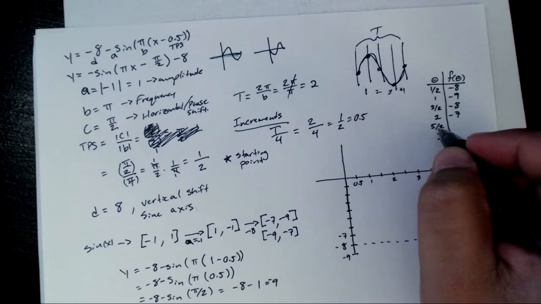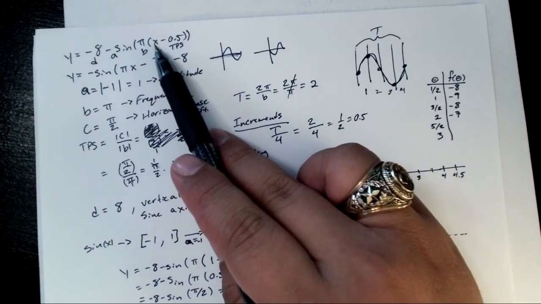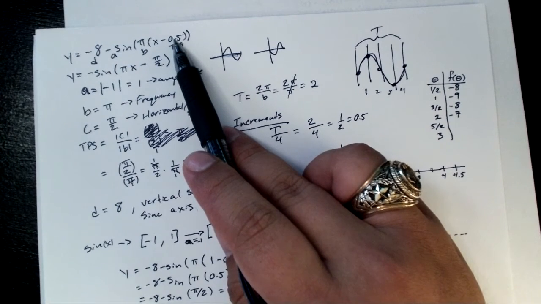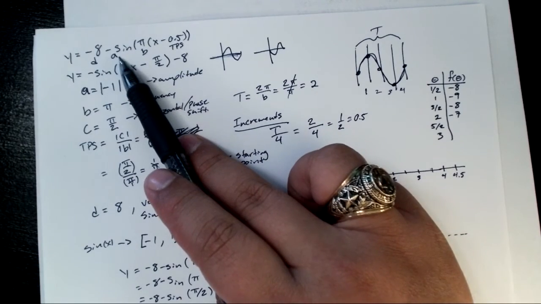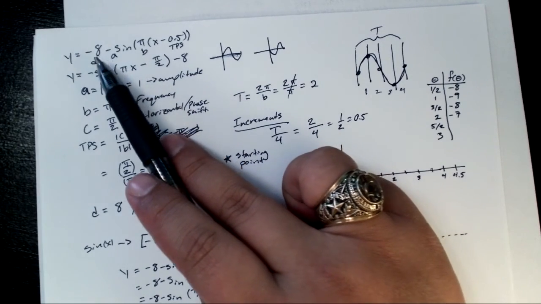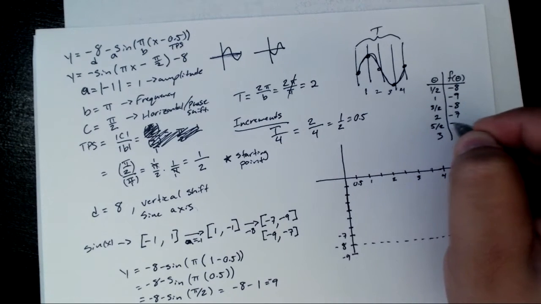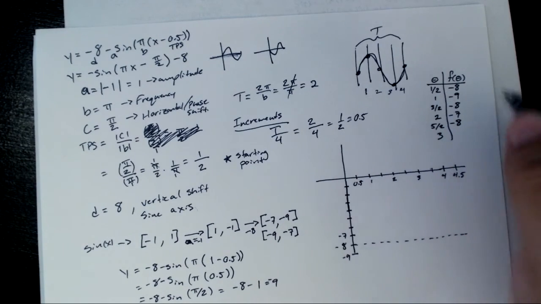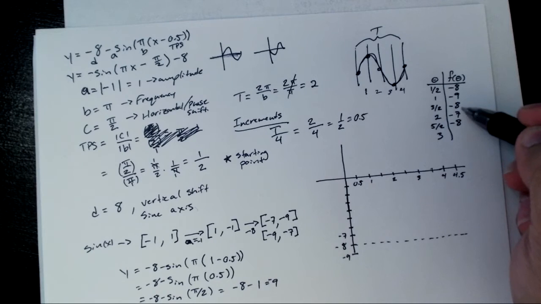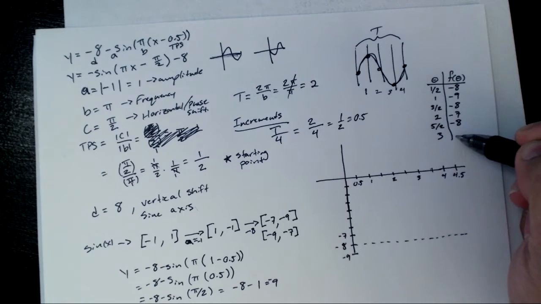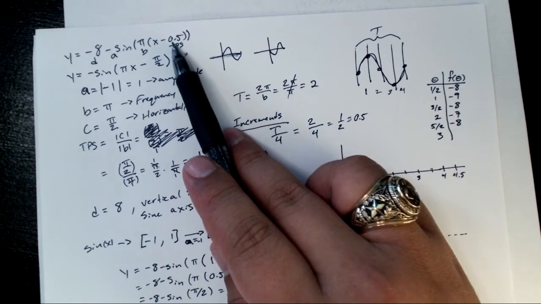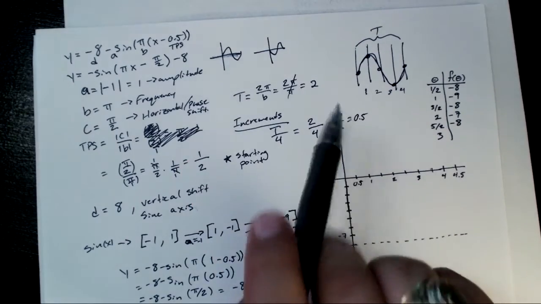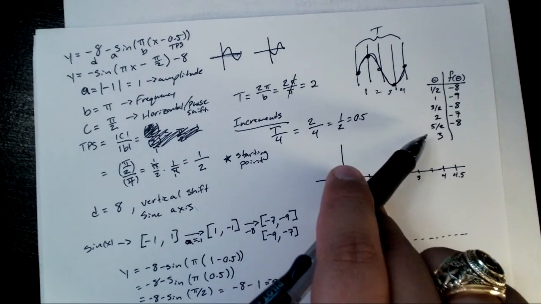Plug in 5/2. 5/2 minus 1/2 is 4/2, so that's 2. 2 times pi is 2 pi. Sine of 2 pi is 0. -8 minus 0 is -8. Okay. -8, -9, -8, -7, -8. So next we should expect to have a -9, right? So 3 minus 0.5. Well, that'll just be 5/2.